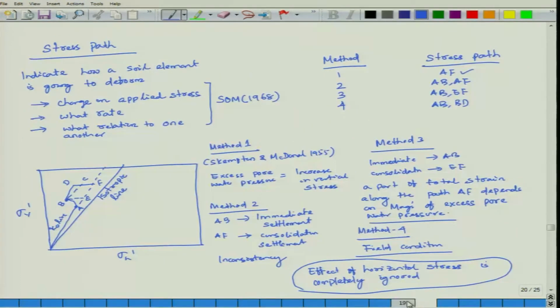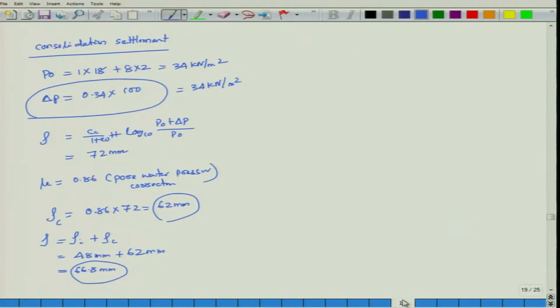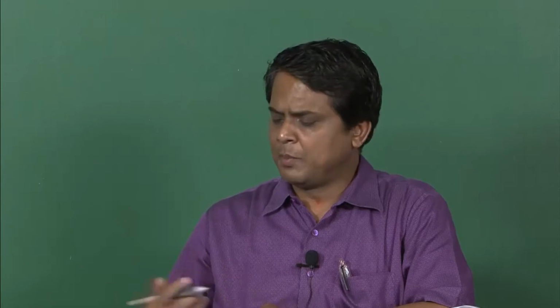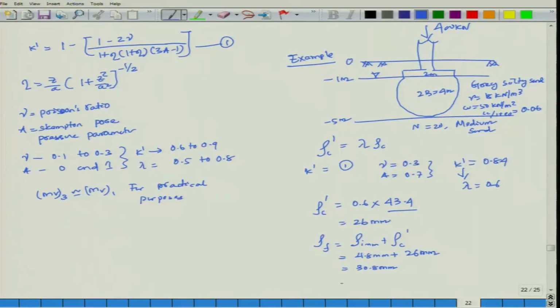If you come back here, total settlement as per the earlier theories, immediate and consolidation settlement, is 66.8 mm, which is more. By means of the stress path method, total settlement is 30.8 mm, so almost more than 100%, double. Here it is 66 mm. So, these are the settlement calculations.